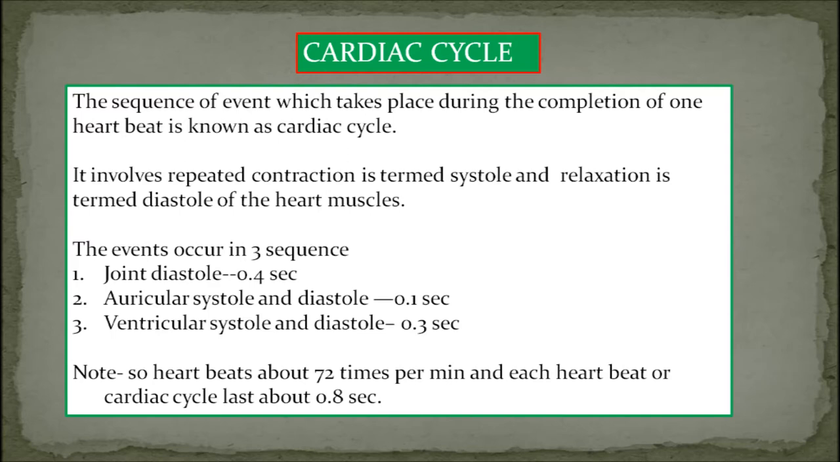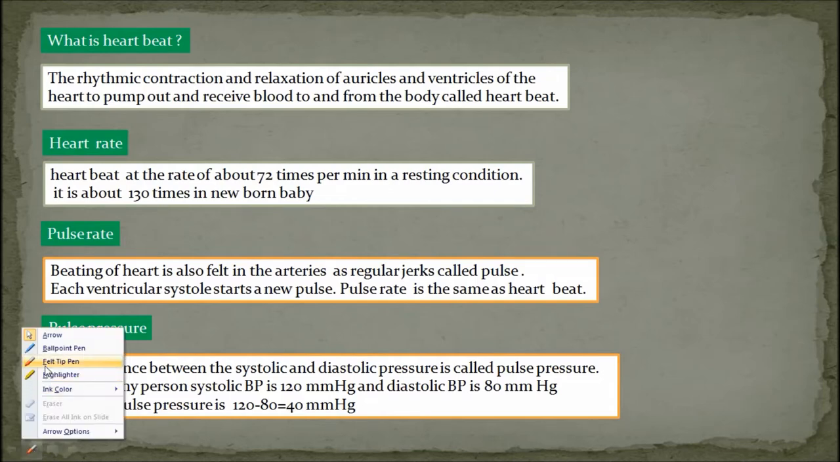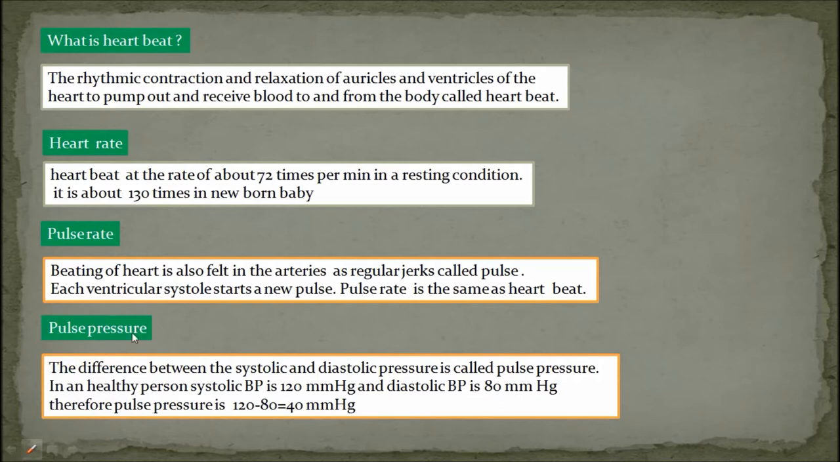So in our next slide, I'm going to explain a few terms related to the three events which occur in one complete cardiac cycle. What are these three topics? Let's see. What is heartbeat? The sequence of events which takes place during the completion of one heartbeat.